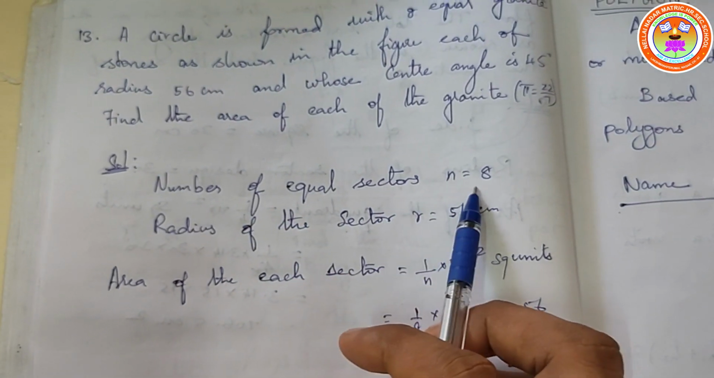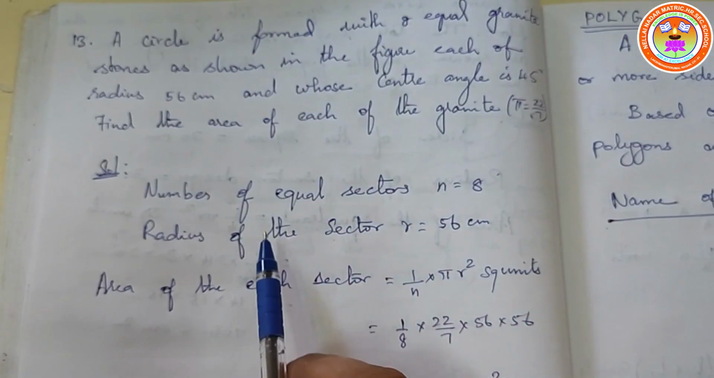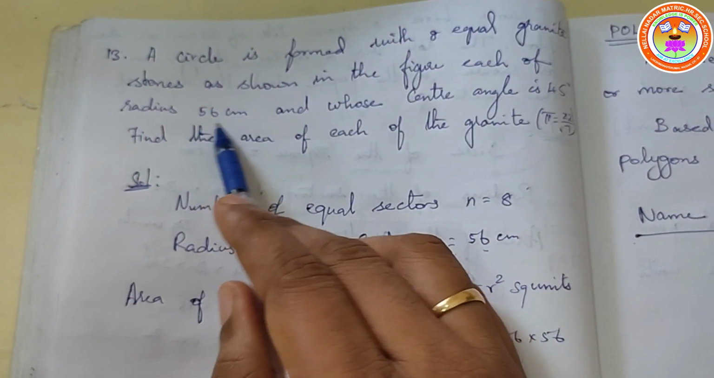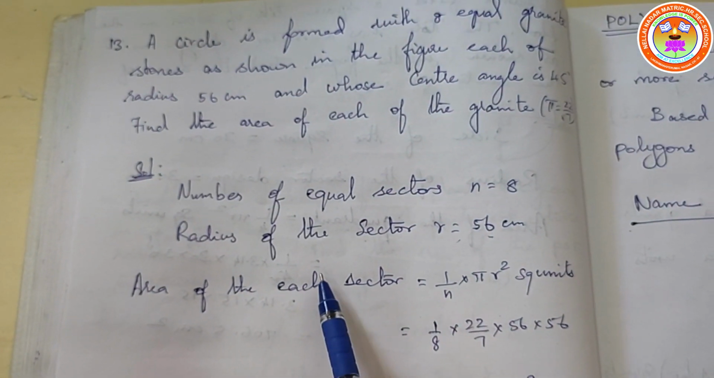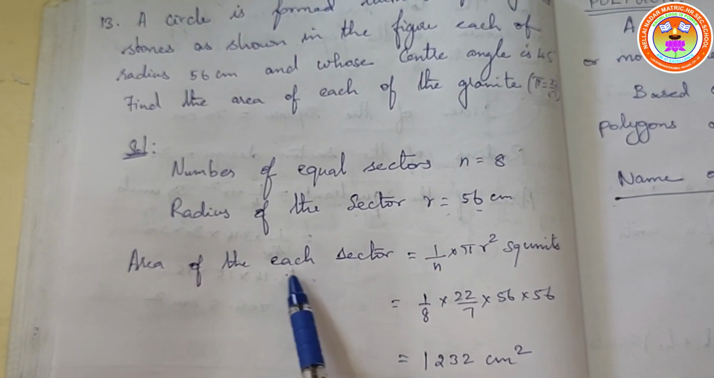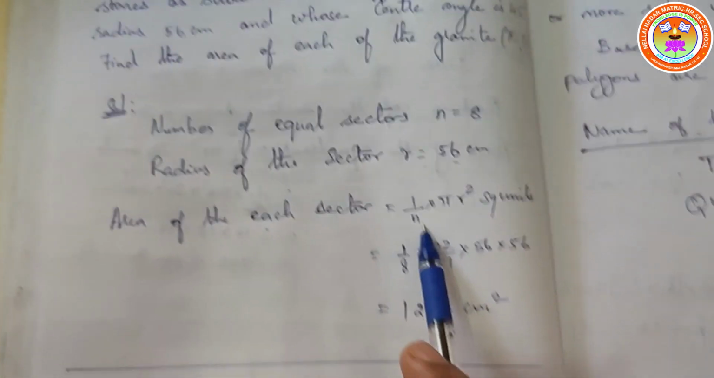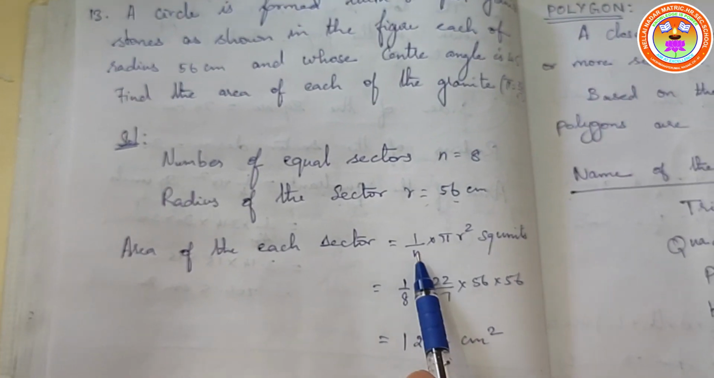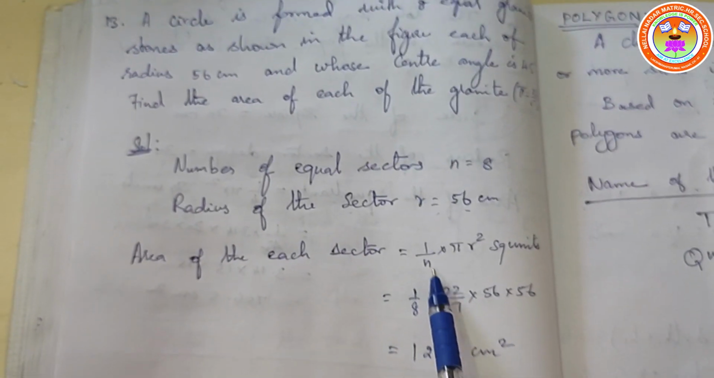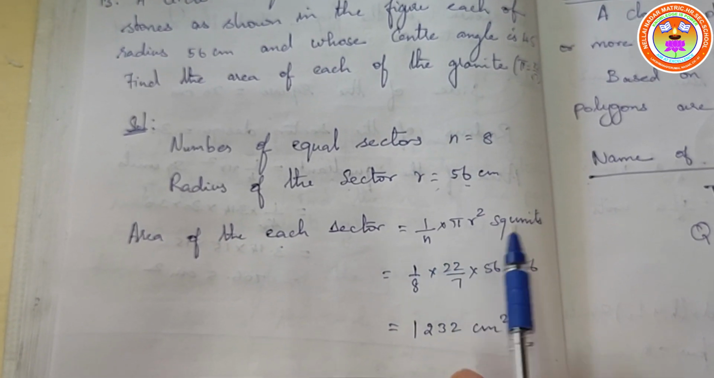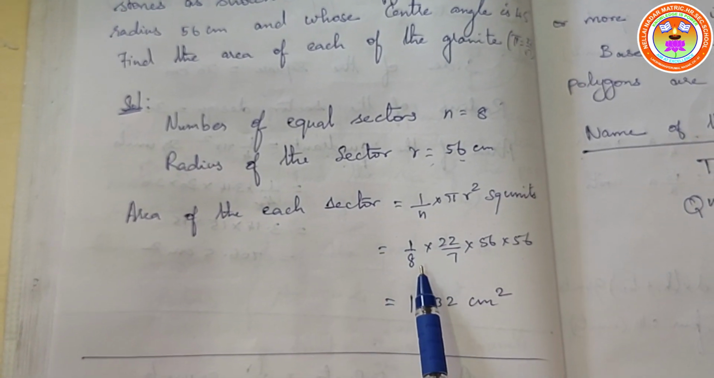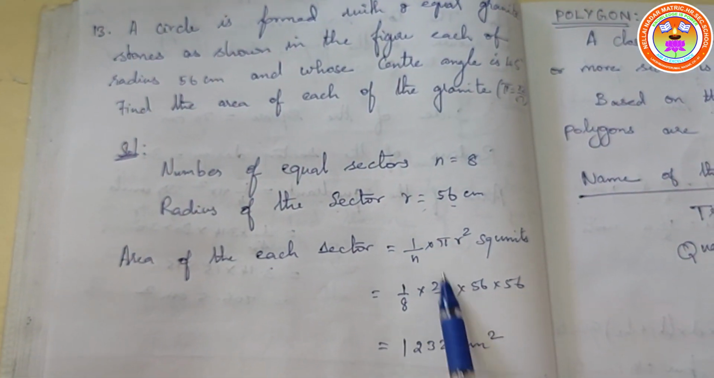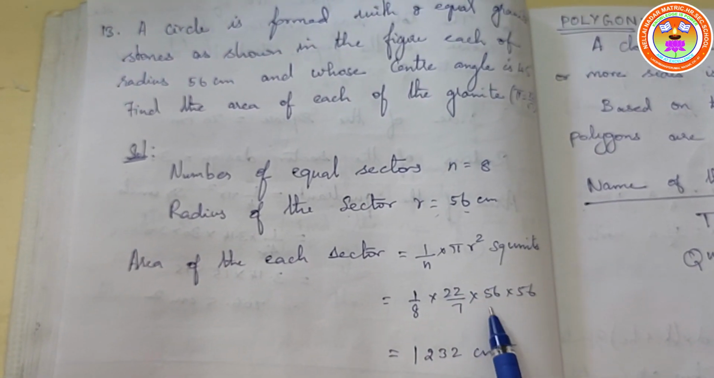Number of equal sectors n is equal to 8, as given in the question. Radius of the sector r is equal to 56 centimeter. It is also given. Now we are going to find the area of each sector. The formula is the 7th, first second subdivision formula. You can check the formulas list. In the last video I gave the formulas, that is in the formulas, 7th, second subdivision. 1 by n into pi r square units. So this equals 1 by 8, because 8 equal parts are given in the question. Therefore 1 by 8 into pi value 22 by 7 into radius, which is 56 into 56.